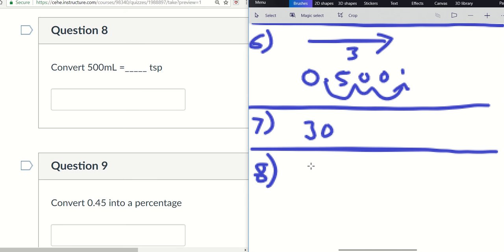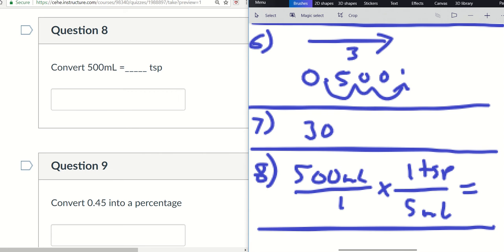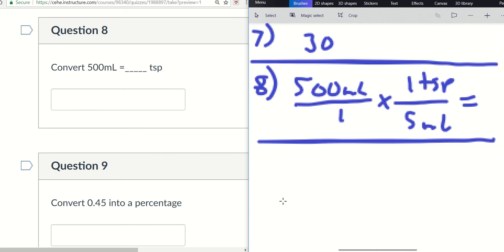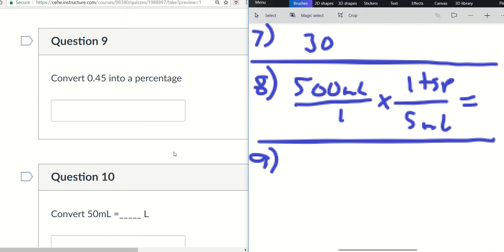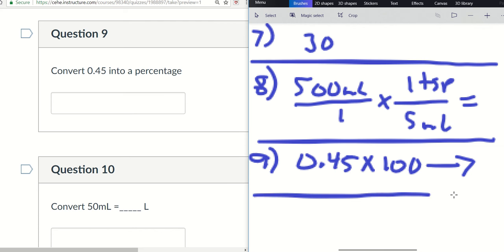Number 8. So you already know to divide, right? So I'll write it out for those who don't. So for every 1 teaspoon, there are 5 mLs. Very good. You want to divide by the conversion factor for number 8. Decimal to percentage, you are going to multiply by 100. Do not put the percent sign in your answer box. Just put the numerical value.